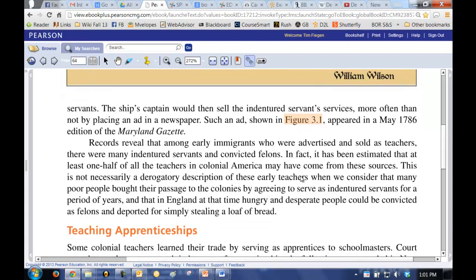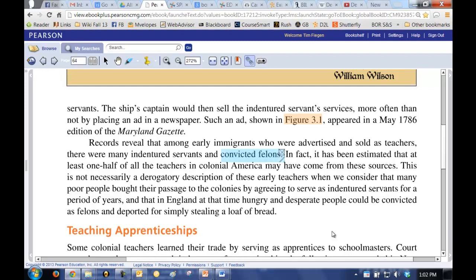Records reveal that among early immigrants to this country who were advertised and sold as teachers, there were many indentured servants and, get this, convicted felons. And that's another reason they often would leave their country, to escape their past. In fact, it has been estimated that at least half of all teachers in colonial America may have come from these sources, meaning indentured servants or convicted felons.